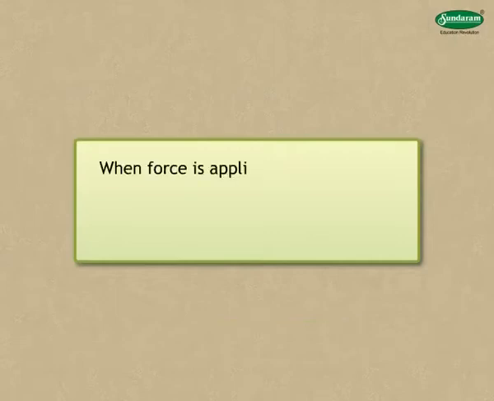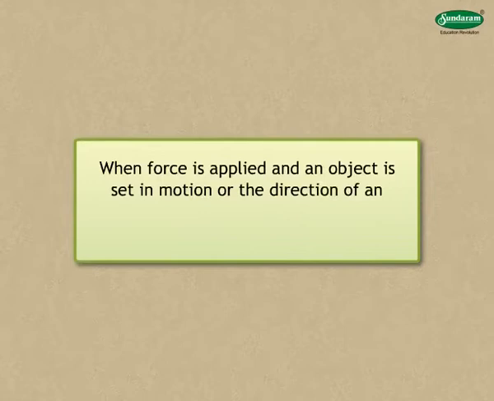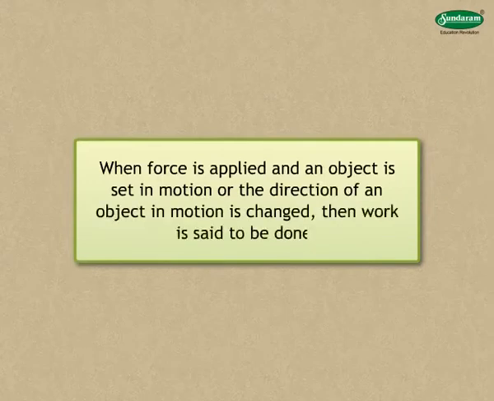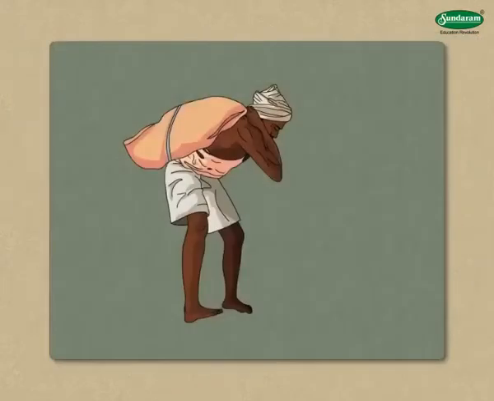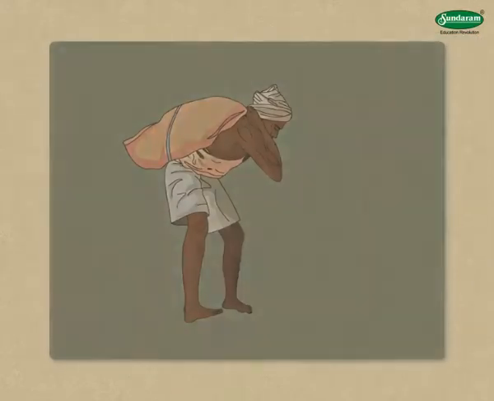When force is applied and an object is set in motion, or the direction of an object in motion is changed, then work is said to be done. In which of the pictures below is work not being done? In the first picture, the work is done more.